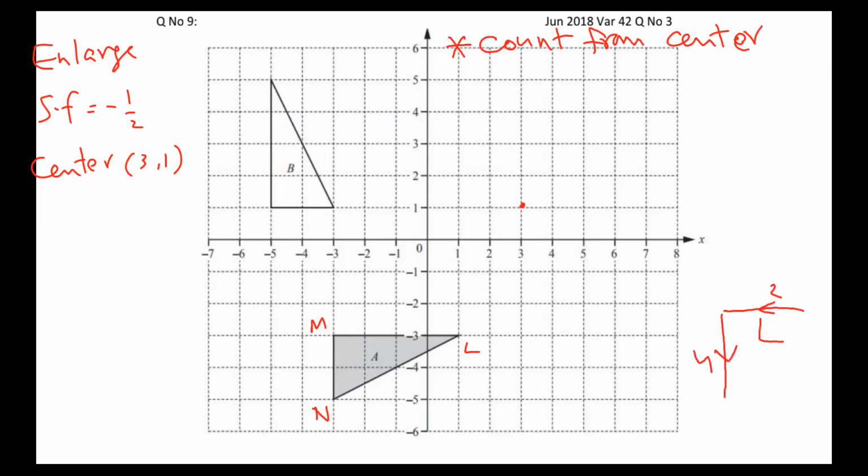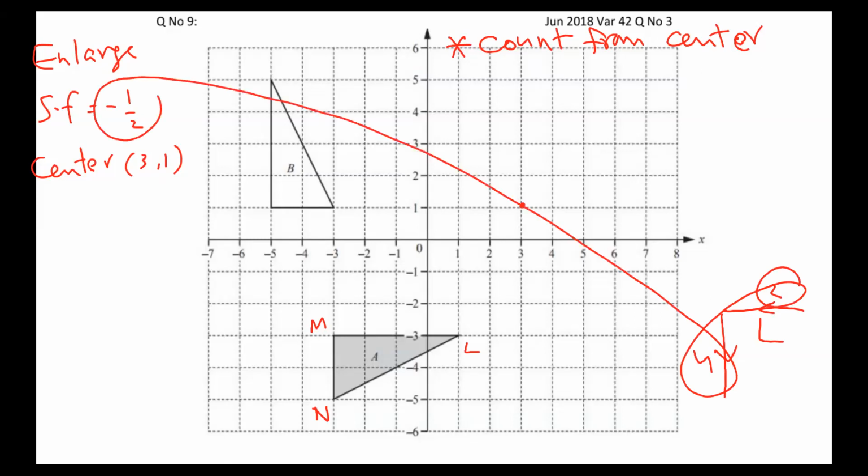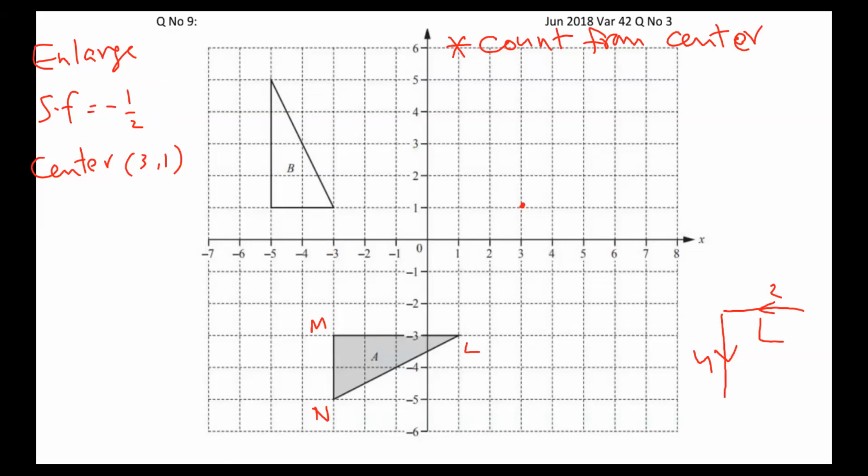Okay. Now this and this number multiply by negative half. When I multiply by negative half, what happens? Into negative half, I got negative 1. Into negative half, I got negative 2. So what does this negative show us? The negative shows us that I have to go reverse. Negative is for reverse.